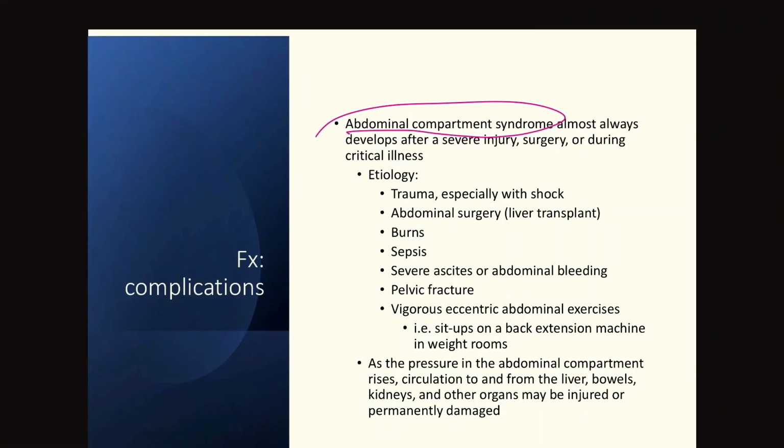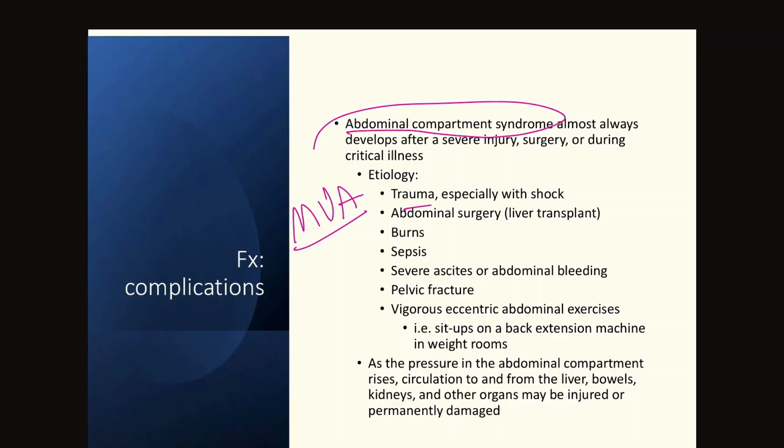Abdominal compartment syndrome, which is separate by itself, usually after a severe injury, surgery, or during some sort of critical illness. So abdominal compartment syndrome is very rare. There's got to be some sort of underlying cause. Usually it's going to be like a car accident, MVA, a crush injury. Remember, the wheel is right in front of the driver, so it's going to hit their abdominal cavity and chest when it hits.